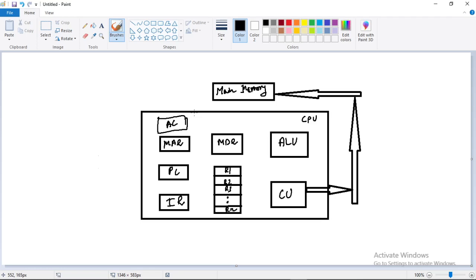In the case of general purpose registers, you can take a short note. In basic computer organization, what you are studying, they are named R0, R1, R2, dot dot dot, Rn. Generally we use it this way in basic computer organization.